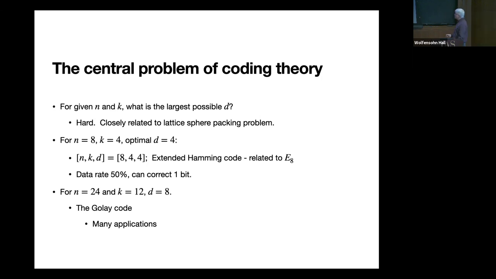For N equals 24, you also get unusually good performance. There's a code with 12 logical bits and a Hamming distance of 8. That's the Golay code. And of course, it's also important in sphere packing as well.